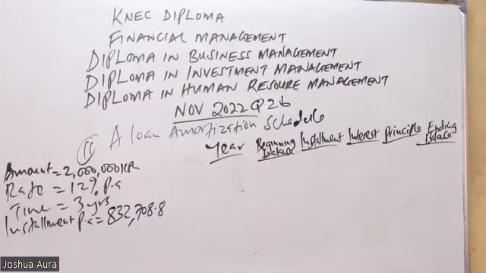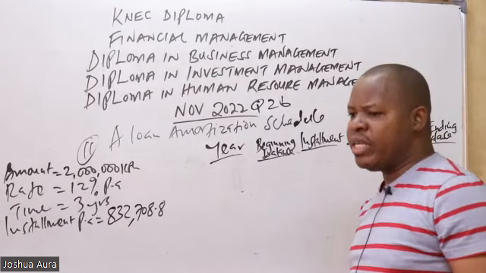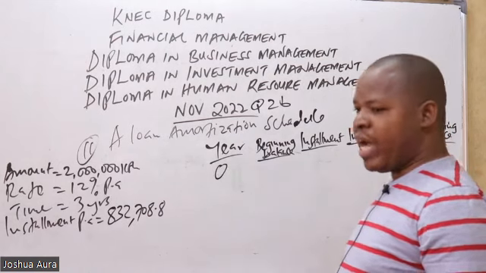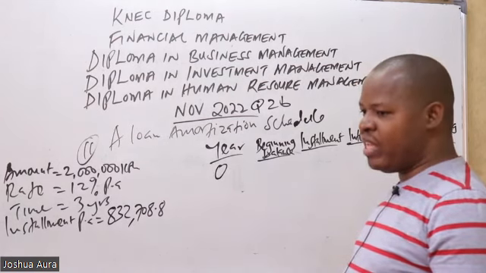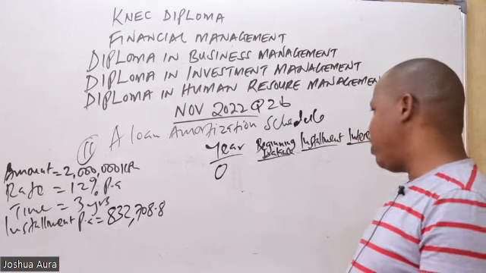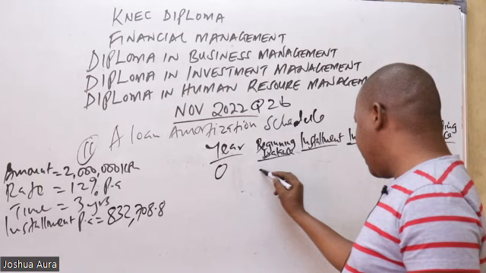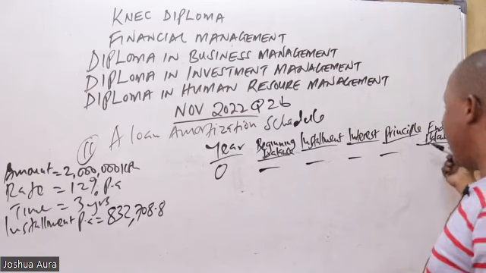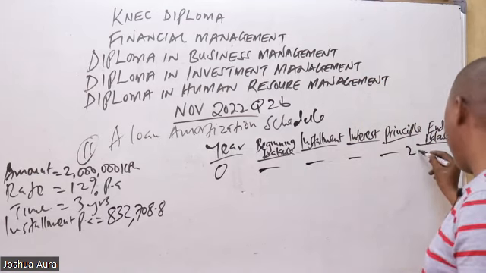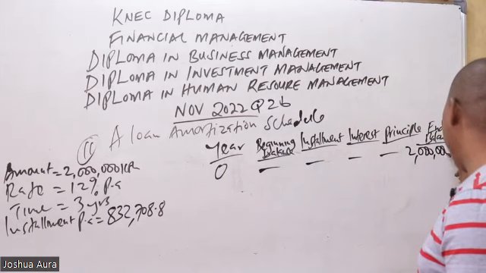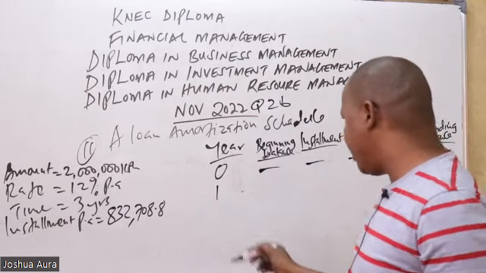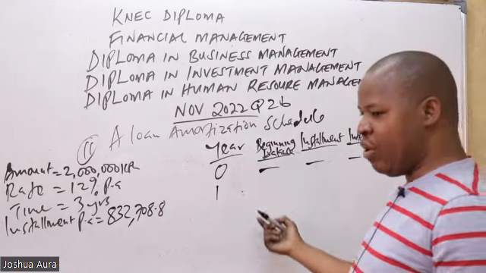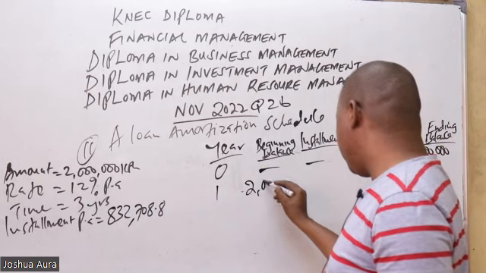So we can start with year zero, or you can even start with year one. When you start with year zero, there will be no beginning balance, no installment, no interest, no principal. You will just have the ending balance of the amount borrowed, which is 2 million Kenya shillings. So then year one, the beginning balance will be the ending balance of year zero, which will be 2 million.